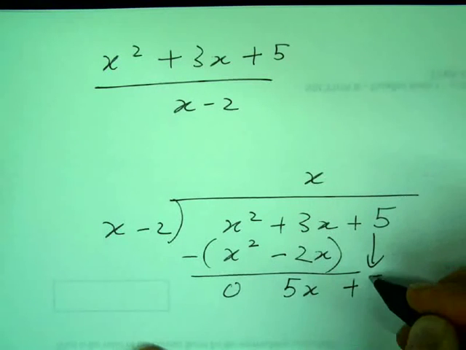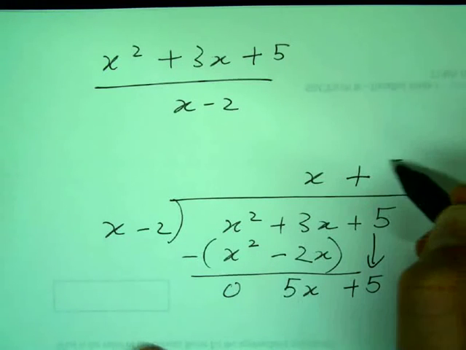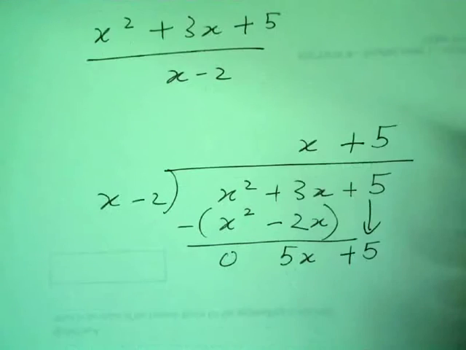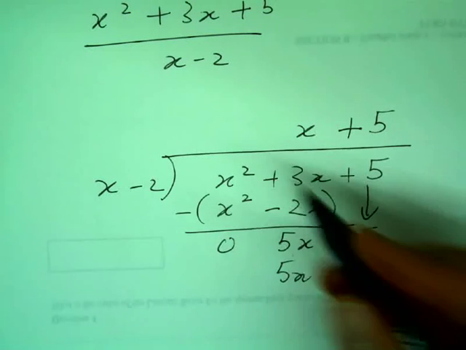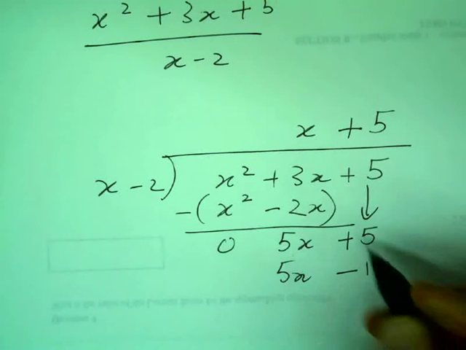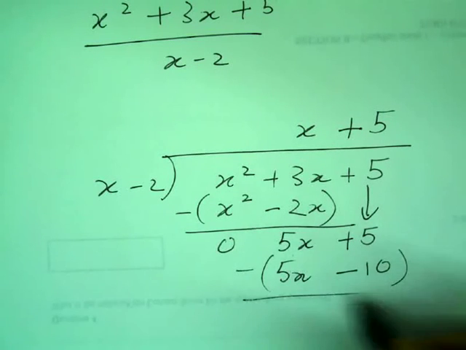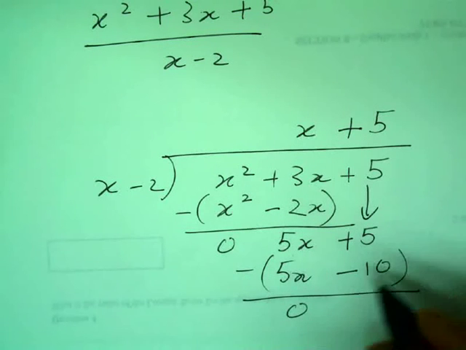Bring down the plus 5. What do I multiply x by to get 5x? Plus 5. Plus 5 times 5x. Plus 5 times negative 2. Negative. Brackets. Subtract. 5x take 5x. 5 take a negative 10.